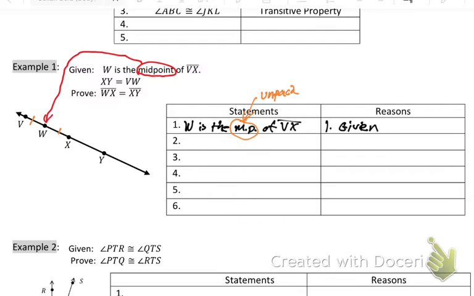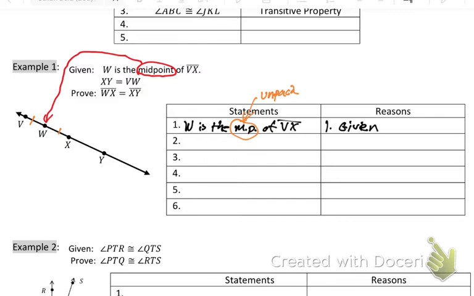Patrick: a point that divides a segment into two congruent segments. That's what we drew, right? We drew a point dividing a segment into two congruent segments. We need to write that here. We're not going to write the definition. We're going to say how it makes our life easier. It makes our life easier because now we know that VW equals WX.